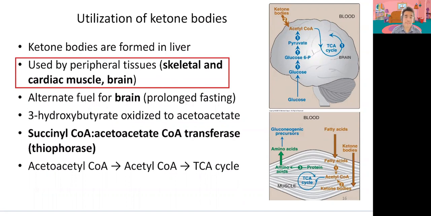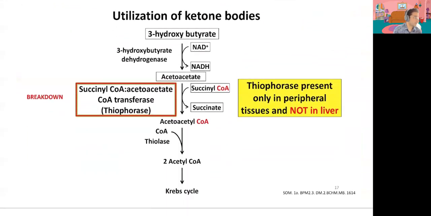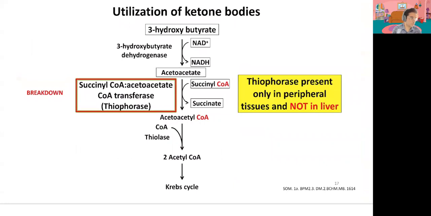What you need to remember is that they have a specific enzyme at the periphery that can be used to convert acetoacetate into acetyl-CoA, two acetyl groups. And that's called thiophorase, okay? Thiophorase is the critical one. The full name is succinyl-CoA acetoacetate coenzyme transferase. Remember, this enzyme is only found in the tissues and not found in the liver. If you can remember that, it's going to help you a lot.